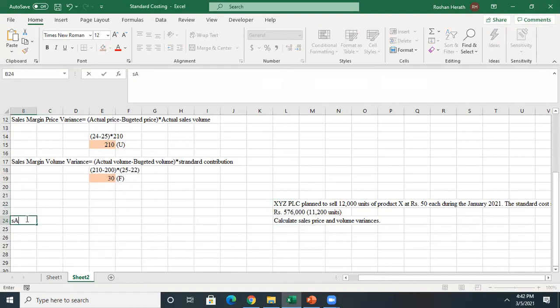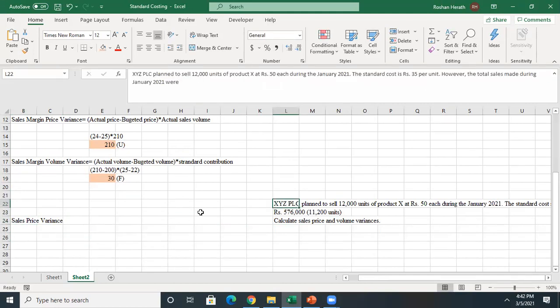Sales price variance. So here, if I ask you, what is the costing system that they might have used?